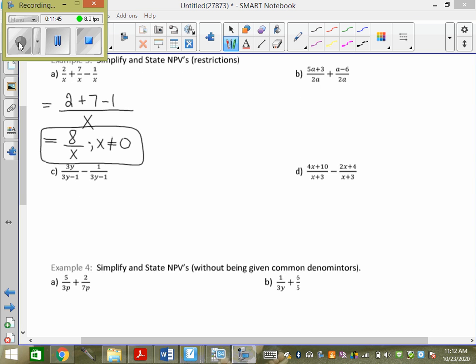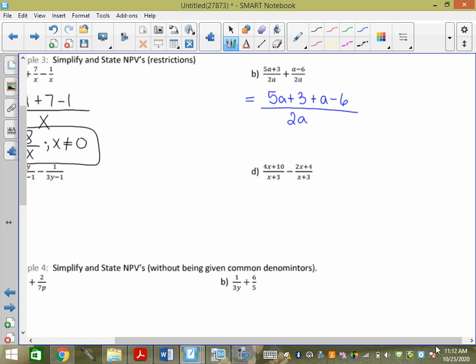Oh. So, this one is over 2a. And then I have 5a plus 3 plus a minus 6. And then I'm going to get the 2a still on the bottom, collect like terms. 5a plus a is 6a. Plus 3 minus 6 is negative 3. I have to erase the whole thing. So negative 3. I can actually take a 3 out of the top, because once I'm done, I have to see if I can simplify. I can take a 3 out, and I'm left with 2a minus 1 over 2a.